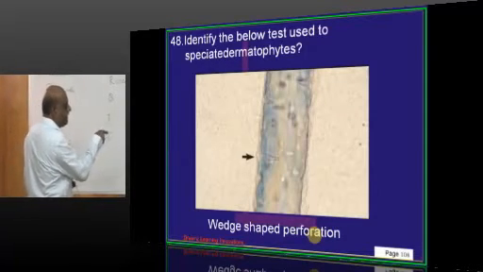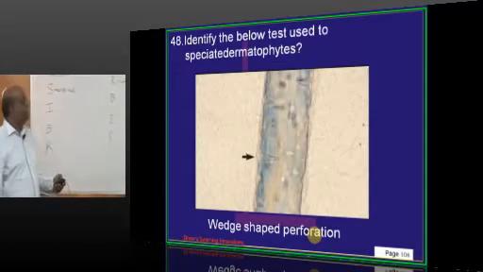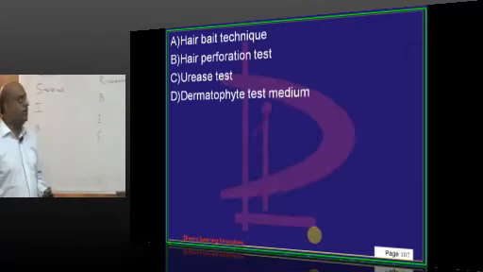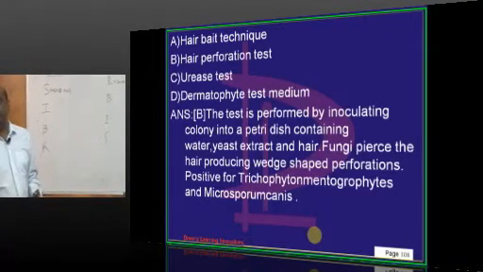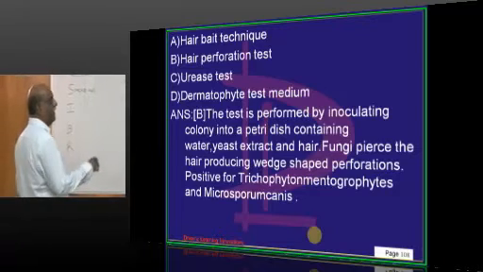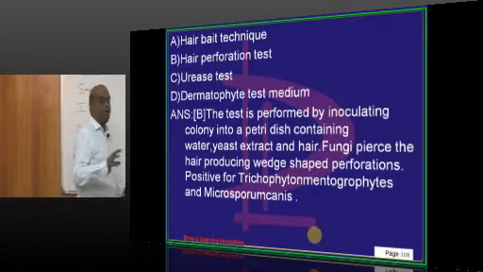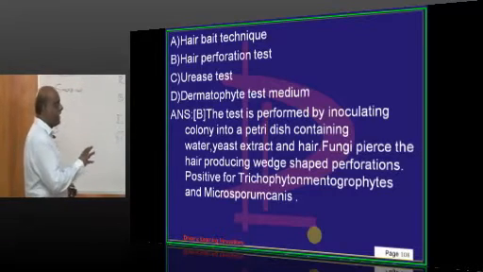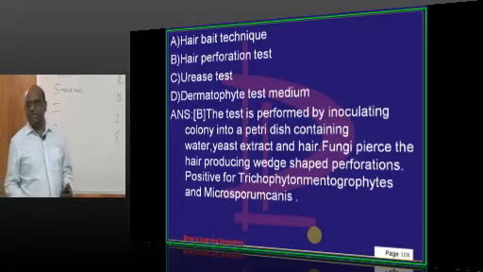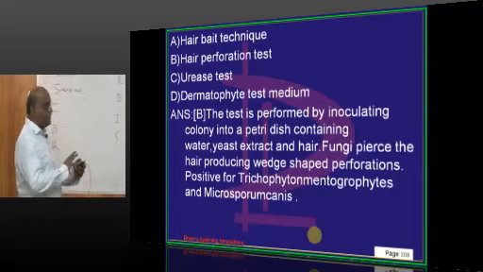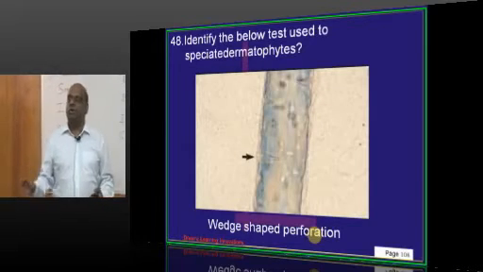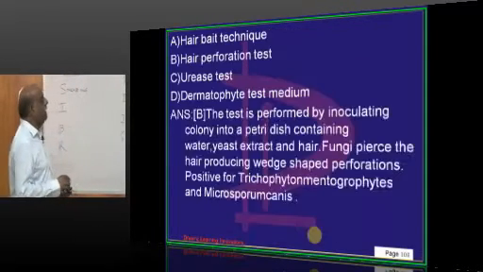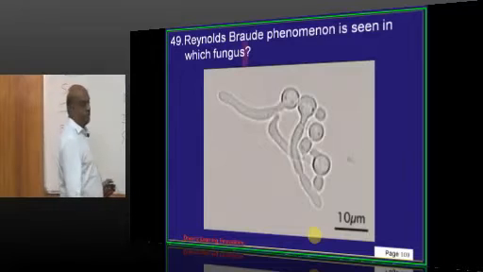Then this kind of a wedge-shaped perforation is caused by which dermatophyte? What test is it called? Hair perforation test, where you inoculate a colony into a petri dish containing water, yeast extract and hair, and the fungi pierce the hair and it produces a wedge-shaped perforation, which is then called a typical hair perforation test.